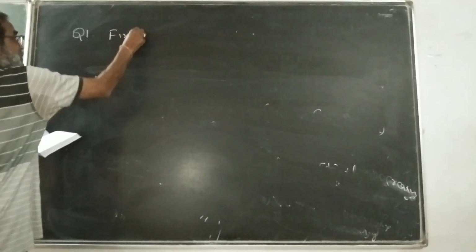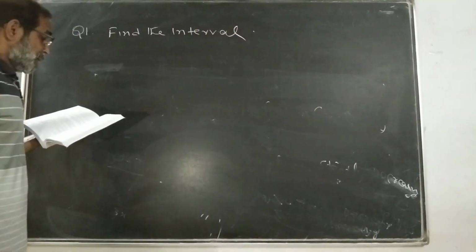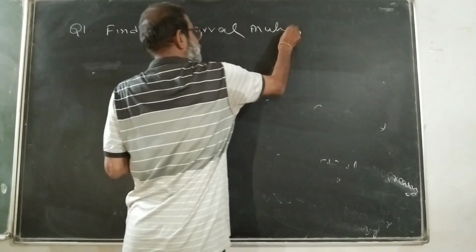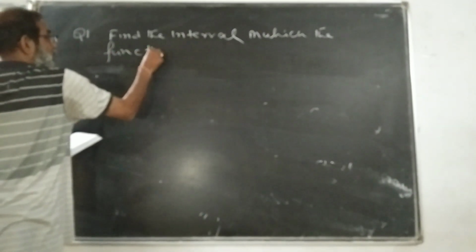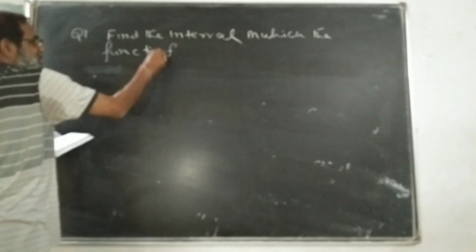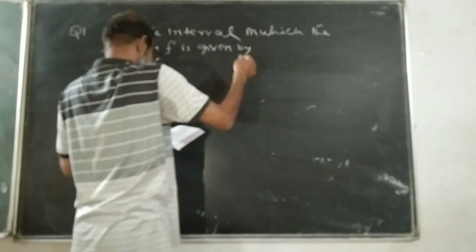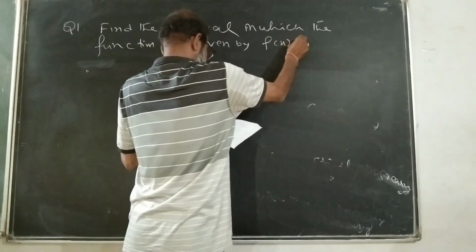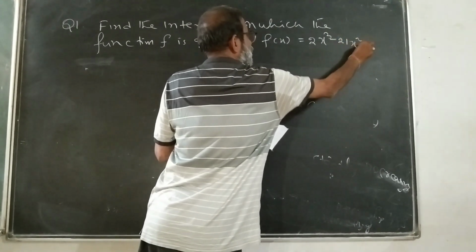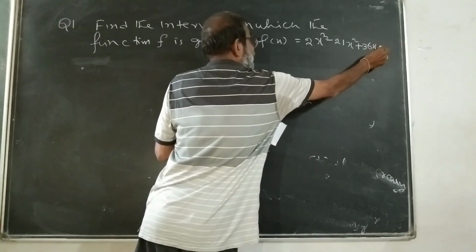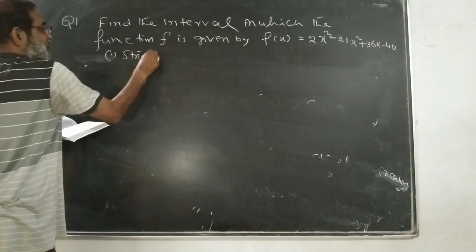Find the interval in which the function f, given by f(x) equals 2x cube minus 21x square plus 36x minus 40, is strictly increasing. It asks for strictly increasing.